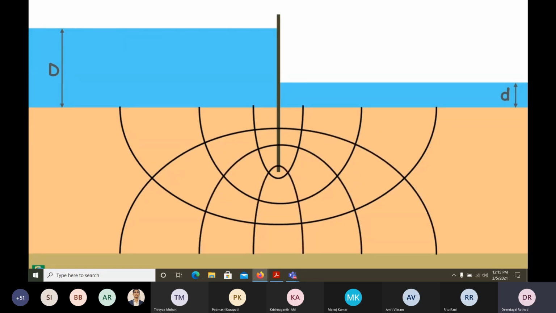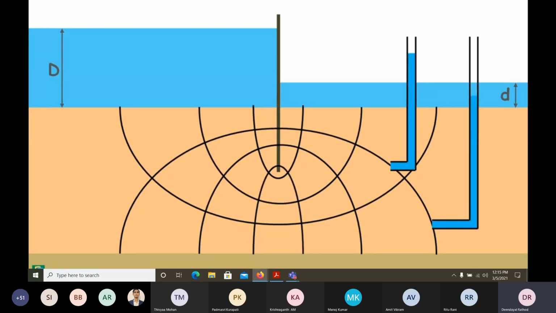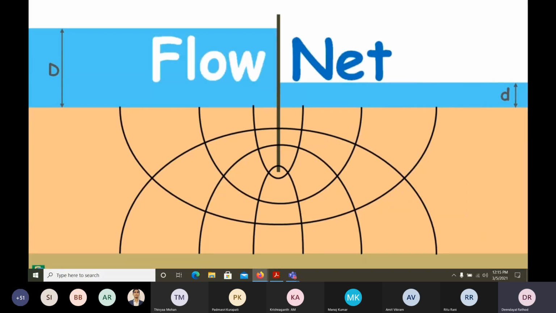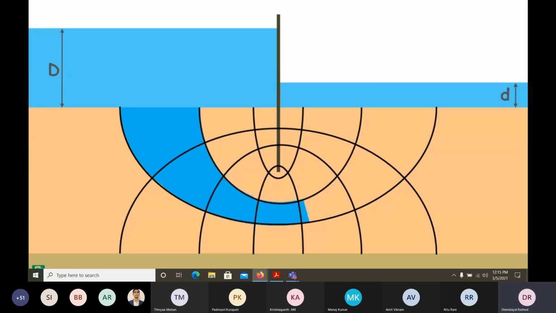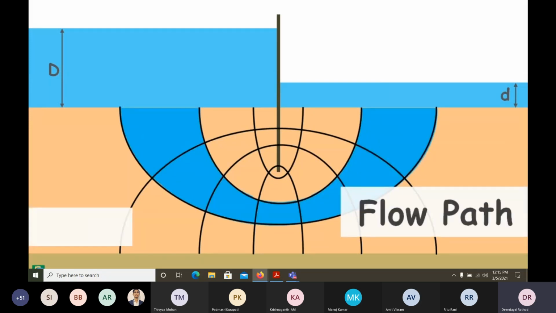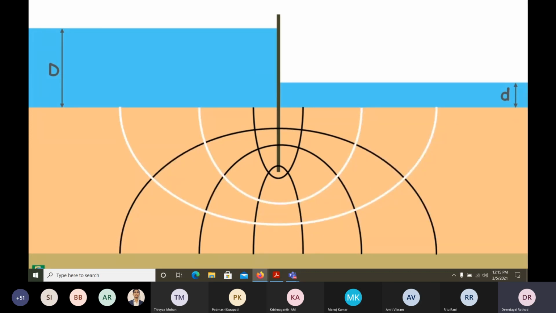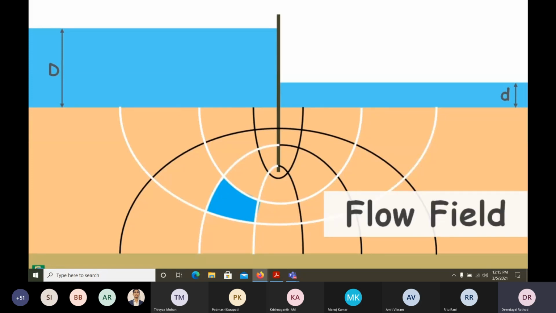If we insert piezometers into the soil at different points along an equipotential line, we will notice water rises to the same elevation in all the piezometers. We can see we have received our flow net. The space between two adjacent flow lines is called the flow path or flow channel. And the area enclosed between two adjacent flow lines and adjacent equipotential lines is called a flow field.